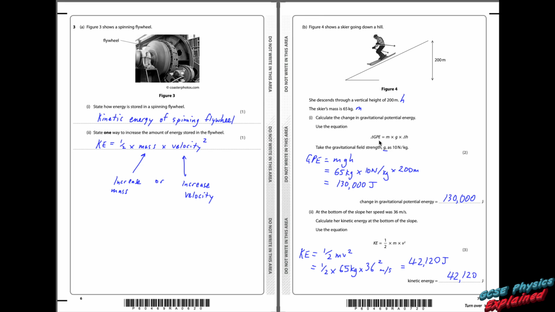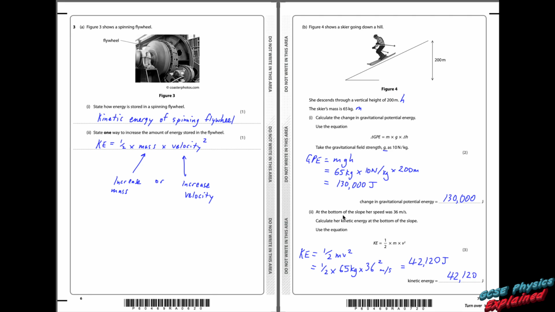Use this equation. So the change in the gravitational potential energy equals mass times gravity times the change in height. So the mass was 65 kilograms. Gravitational field strength on the Earth is 10 newtons per kilogram. Usually they'll give you it, but if not, make sure you learn that. And multiply it by the height, which was 200 in this case. And your answer comes out as 130,000 joules.